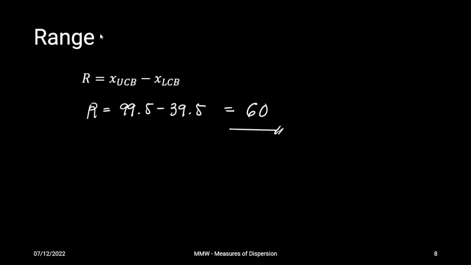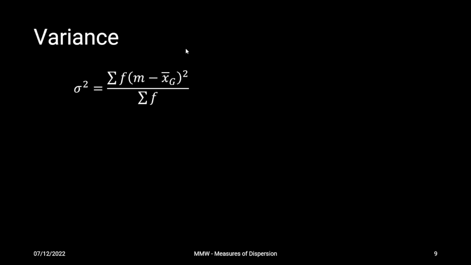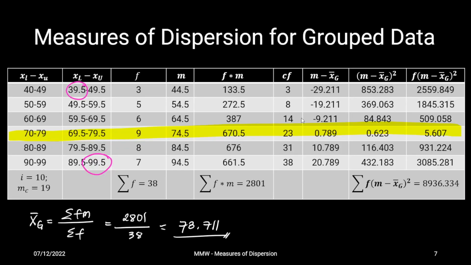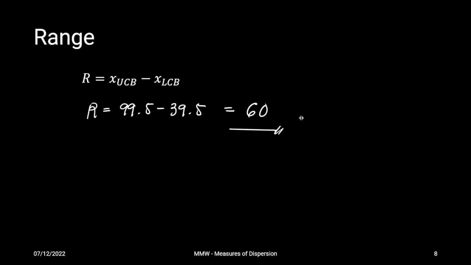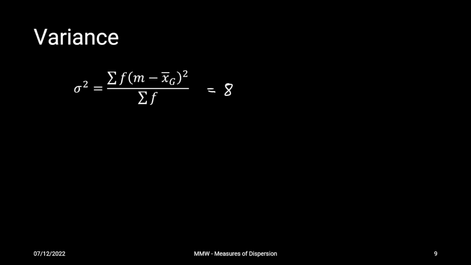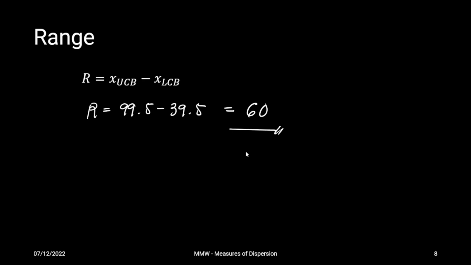Next, we have the variance. This is the importance of what we did earlier. By the time you get to the variance, since this is the summation of f times the midpoint minus the mean quantity squared, you just substitute what we got: 8936.334 divided by the total frequency, which is 38. Right? Isn't 38 our total frequency?